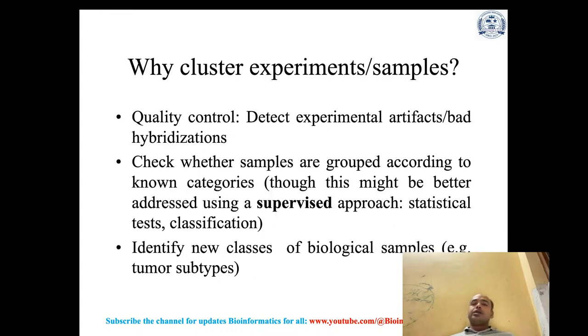Now, why cluster? We cluster the experiments or experimental samples. Quality control: detect experimental artifacts or bad hybridizations. Check whether samples are grouped according to the known categories. Then identify new classes of biological samples, for example, tumor samples or subtypes.